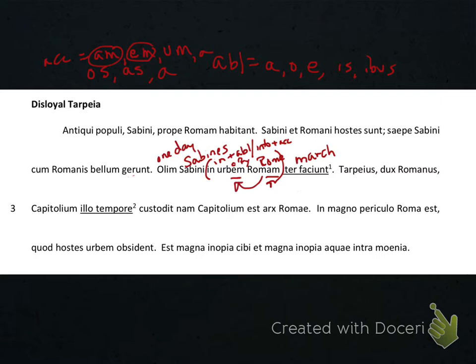Romam is talking about the city. That's why they both have accusative. And the reason they need accusative is because they come after in, and I want in to mean "into." So someone is marching into the city of Rome. Who? There's your answer. And when? There's the answer.